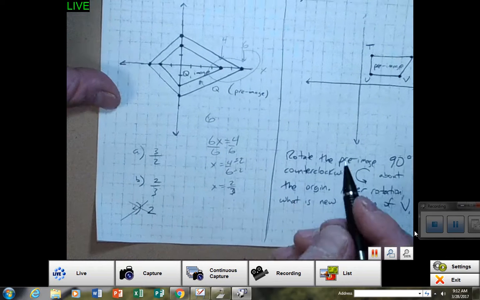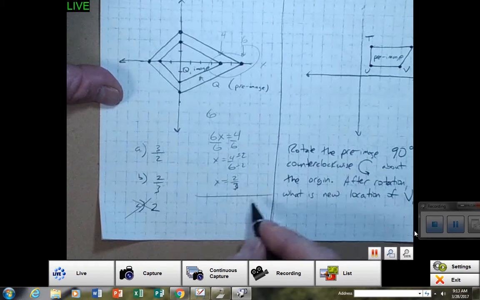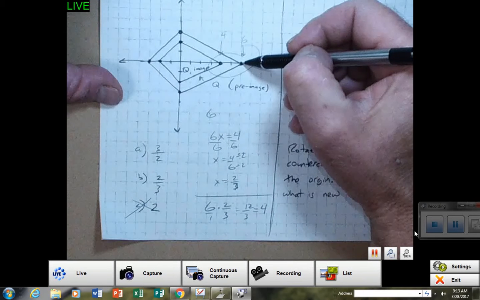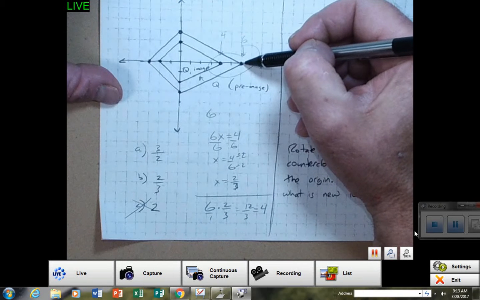I could also show 2/3 works if I take 6 and I multiply by 2/3. That gives me 12 over 3, which is 4. So if I take that point right here for the pre-image and multiply by 2/3, it's shrinking down to 4.